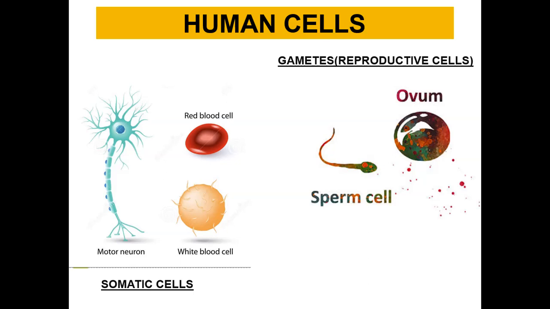Alright, so next is about the human cell. There are two types of cells in our body. The first one is gamete, also known as the reproductive cells, which consist of sperm and ovum. The second one is somatic cells. Semua sel di dalam badan kita kecuali sperm dan ovum adalah somatic cells, including the red blood cells, white blood cells, nerve cells, epithelial cells, everything, except sperm and ovum. That's it, very simple.